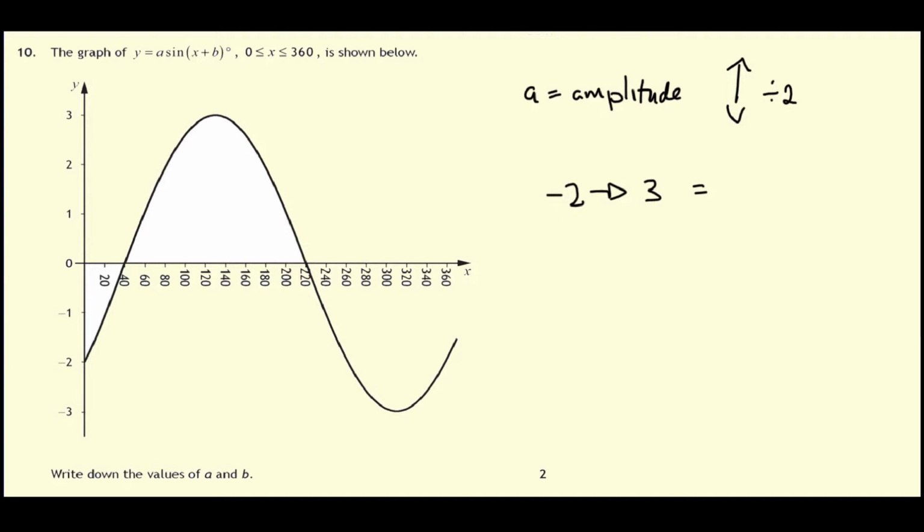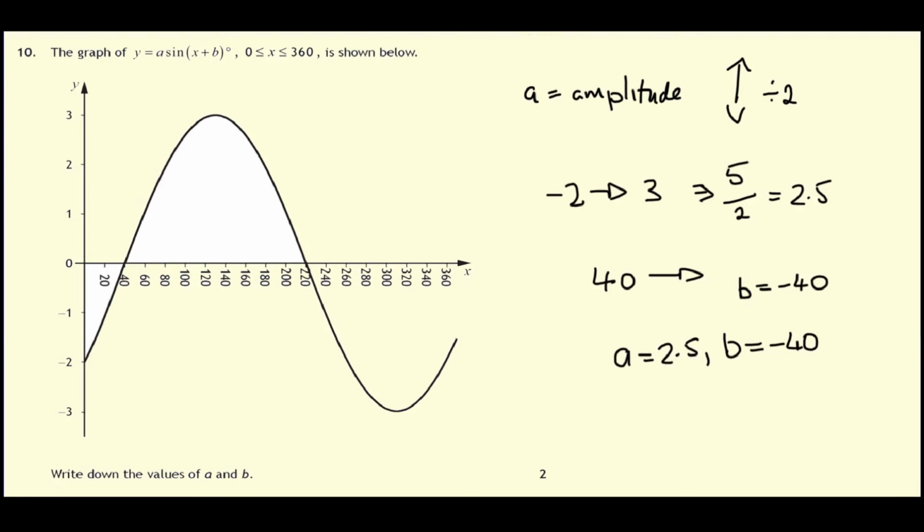Okay, b is your phase angle. The sine graph should start at 0, but if you have a look at your diagram here, it's actually crossing the axis at the point 40. So it's moved 40 to the right. The phase angle works the opposite direction to what you would expect, so if it moves 40 to the right, that actually means that b is negative 40. So what we know is that a would be 2.5 and b is negative 40 degrees. Okay, so 2 marks for this question. Really, really simple. 1 mark for a, 1 mark for b.